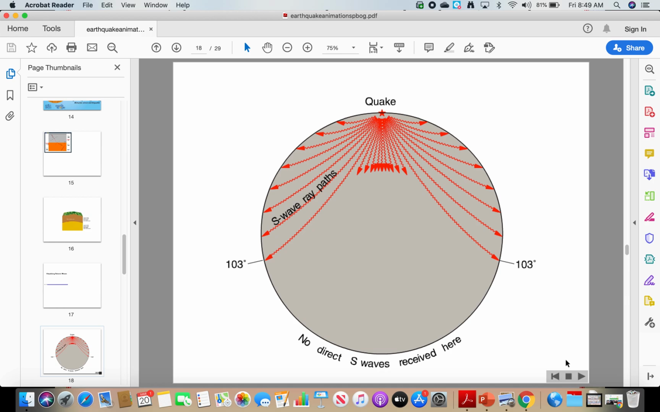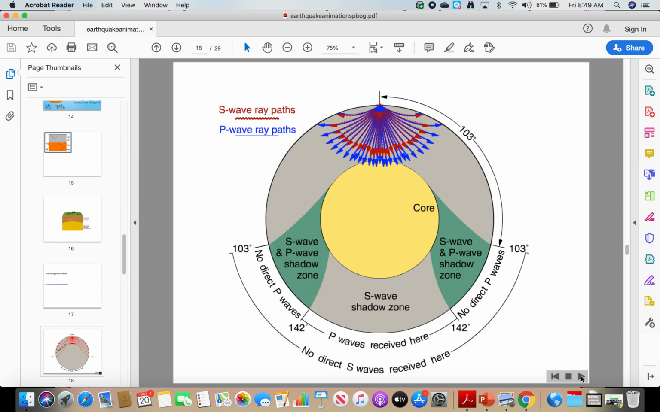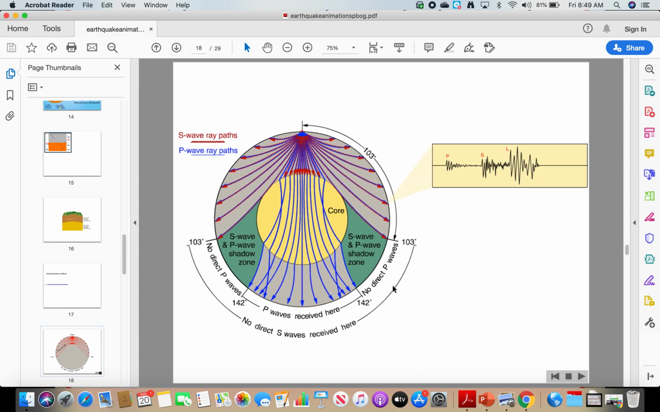Now, how did we figure out about the inner core and the different densities of the layers? Well, there's that liquid outer core. Here are the P waves. Now, what if you're a seismologist and your machine is here? Not only are you not getting S waves because the liquid outer core is blocking them, but you're not getting any P waves either, because of what's happening here. This P wave that just missed that liquid outer core is getting bent. It's getting refracted because of the varying densities of this material.